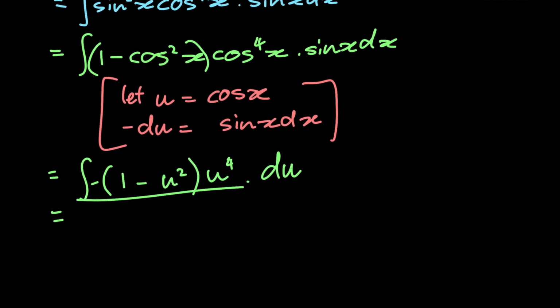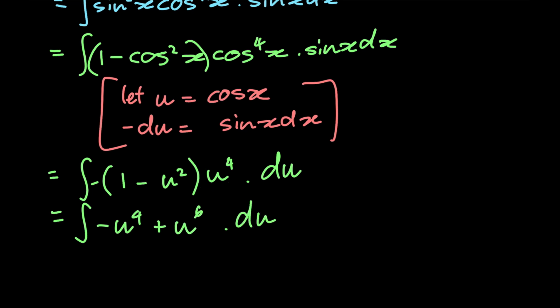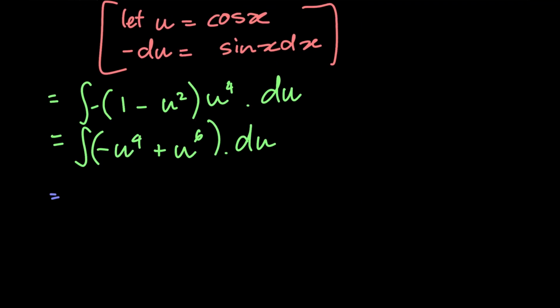Alright, so expanding this out, we get the integral of u to the power of 4 times negative 1, which is negative u to the power of 4. That negative distributed is positive u squared times u to the power of 4, which is u to the power of 6, and that's, of course, du. So solving this integral, we get negative u to the power of 5 over 5. I increase the exponent by 1, and then I divide by my new exponent, and then plus u to the power of 7 divided by 7. So I increase the exponent by 1, then I divide by the new exponent. And of course, plus c, our constant of integration.